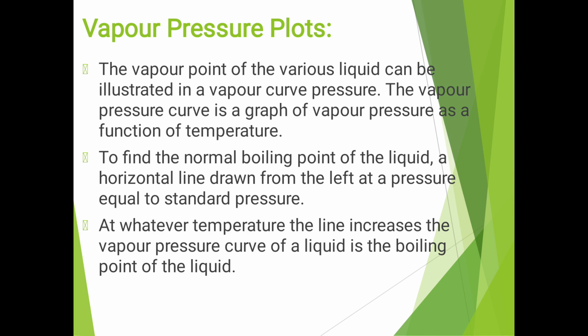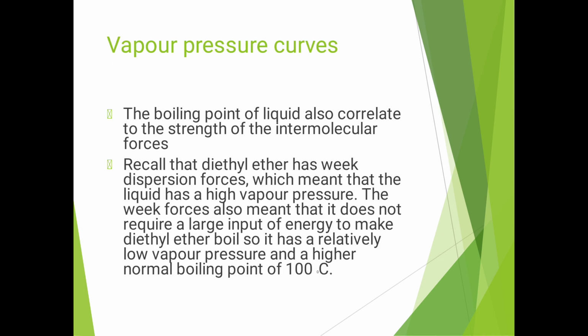Next, vapor pressure plots. The vapor pressure of the various liquids can be illustrated in a vapor pressure curve. The vapor pressure curve is a graph of vapor pressure as a function of temperature. To find the normal boiling point of the liquid, a horizontal line is drawn from the left at a pressure equal to the standard pressure. The temperature at which the line intersects the vapor pressure curve of the liquid is the boiling point of the liquid.